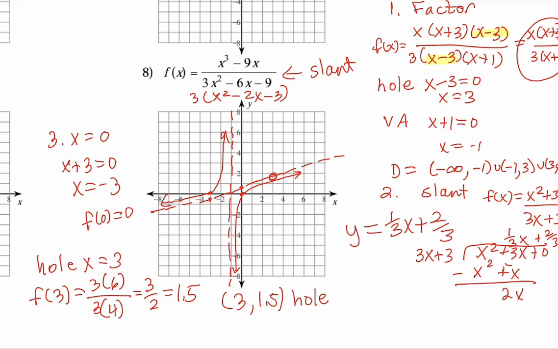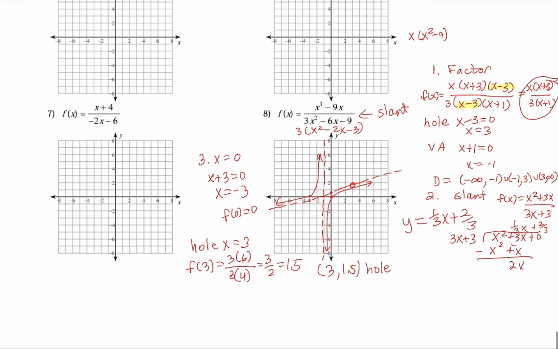Okay, so I think we have everything we need there. We have the domain, we have factored it, we found a slant, and there we go. The other ones I think are a little easier than that, okay?